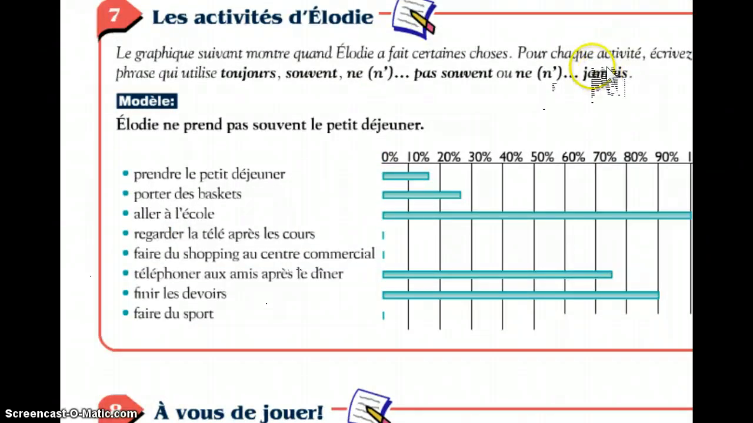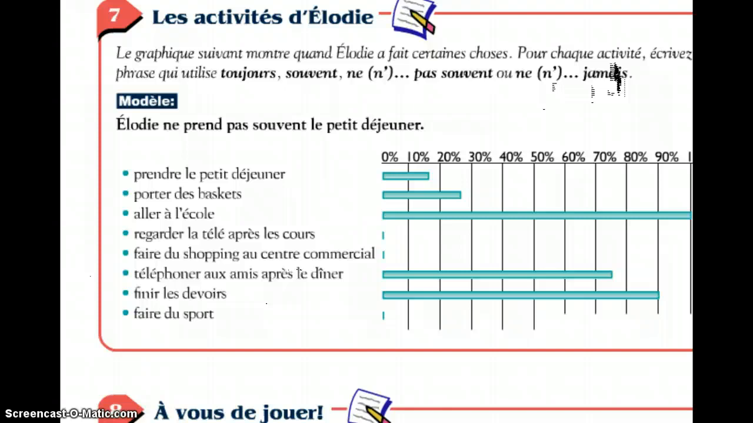How often do these people do these items? We must make them negative where appropriate. The graph will tell you how often certain items are done, and you must use toujours, souvent, ne pas souvent, or ne jamais. For example, number 1, well, they model first. Elodie ne prend pas souvent le petit déjeuner.